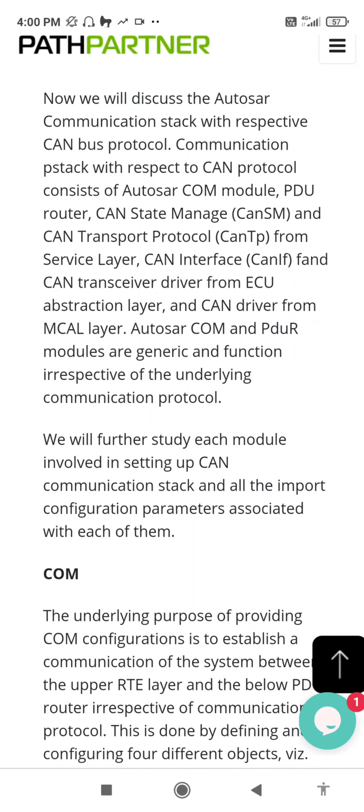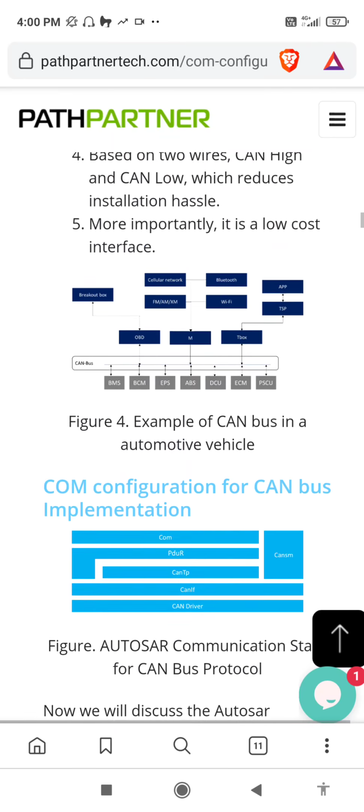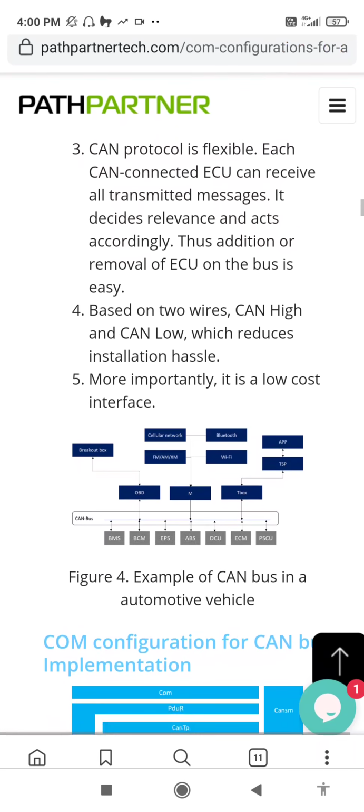What is CAN bus protocol? CAN stands for Controller Area Network. It is called CAN bus protocol because it is implemented as a logical bus topology. It is widely used in automotive electronics.